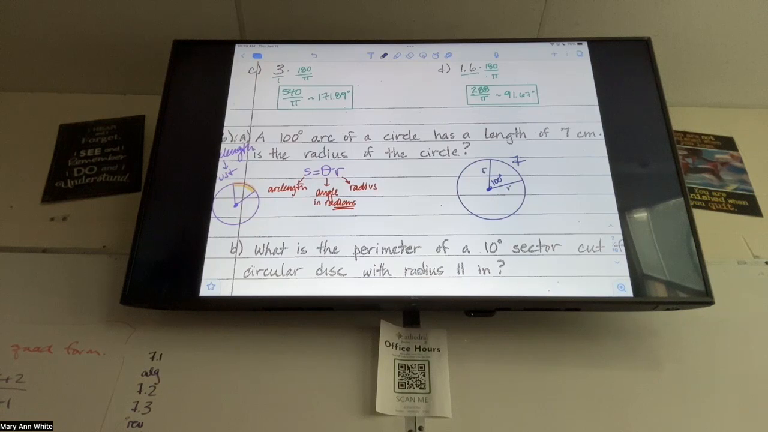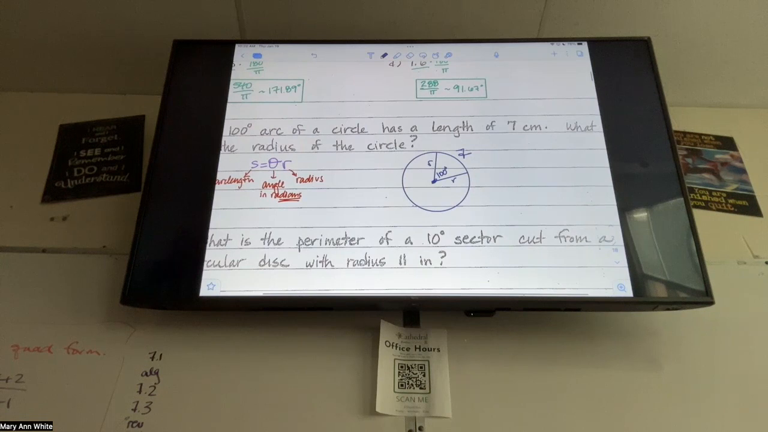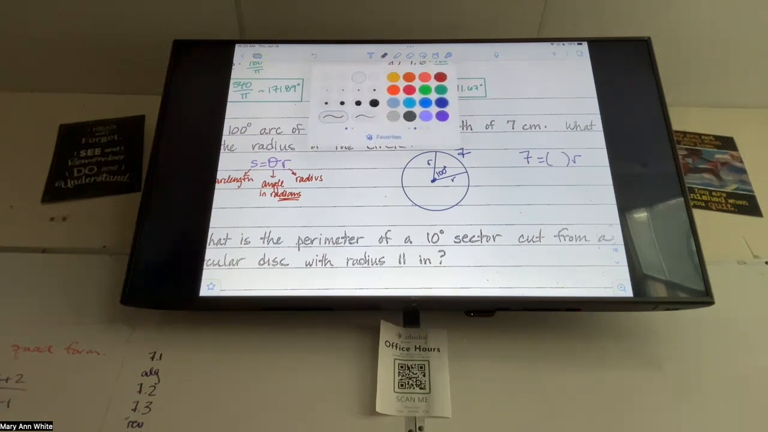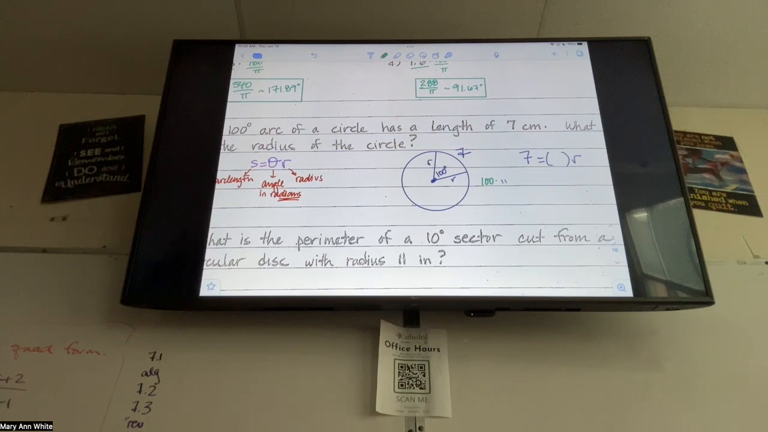Okay. So if I were to look at my formula, I have 7. I have my S. I have my theta, but I can't use it yet. I gotta do a little manipulating in order to use it. And then I wanna find my R. The only manipulating I need to do is make that 100 into radians. Do you remember how do we make that 100 degrees into radians? Pi over 180, good, pi over 180.